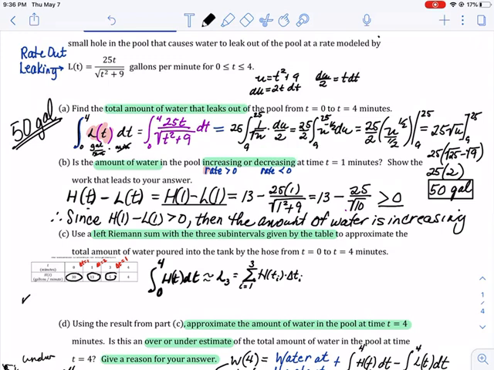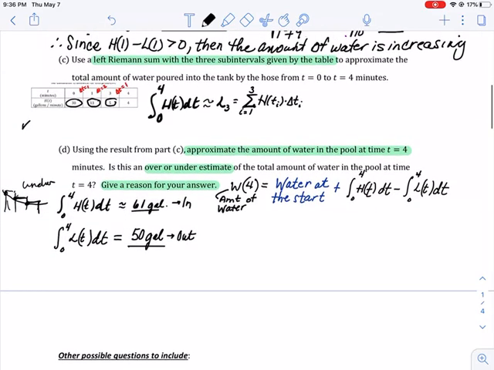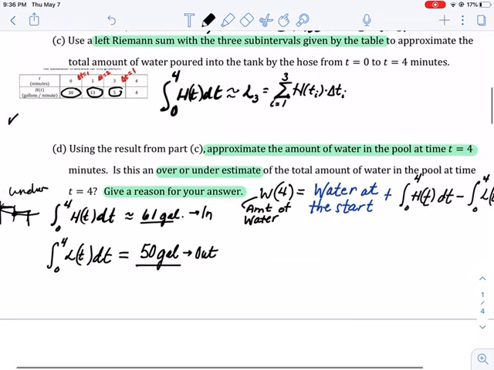For the next one, I highlighted the left Riemann sum with the 3 subintervals given by the table. And I've kind of copied the table here. So I want to use a left Riemann sum with 3 subintervals given by the table to approximate the total amount of water poured in. So I'm only talking about the filling. So I'm looking at the table up top.